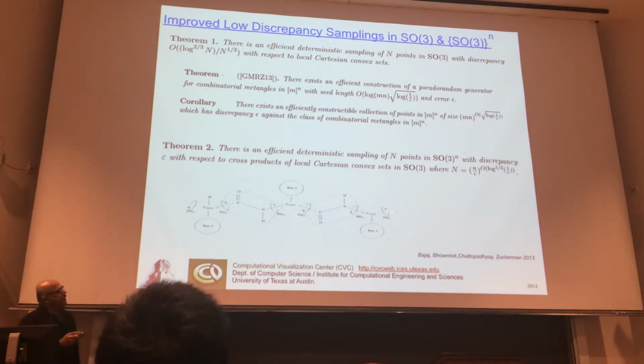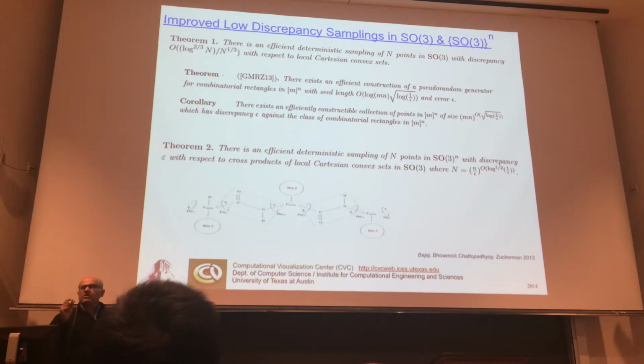So what we've been doing is coming up with a polynomial number of samples, and this is done by a nice trick called pseudo-random number generators. Pseudo-random number generators, as you know, are deterministic sampling methods which have good randomness in them, but also what's called bounded discrepancy. One can prove that there's an efficient deterministic sampling of n points in this product space with discrepancy bounded by epsilon with respect to cross products of local Cartesian convex sets, where n is not exponential, but it's n to the epsilon times log of 1 over epsilon.